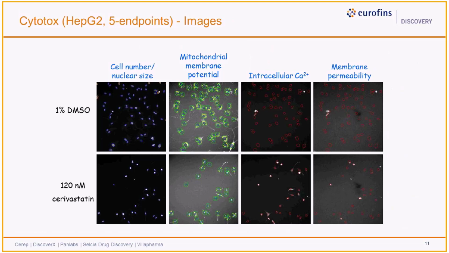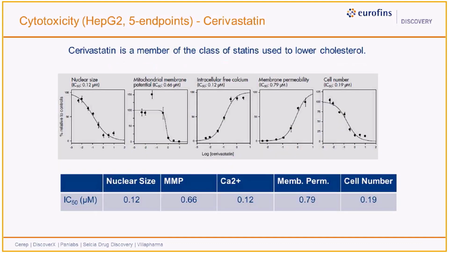The bottom panel of the image was taken from the HepG2 cells that were treated with 120 nanomolar of cerivastatin. We can see the clear differences of each endpoint after 120 nanomolar cerivastatin treatment. And this assay can be run at multiple concentrations to determine IC50 or EC50 of a test compound. After analyzing the images, those response curves can be plotted, and the IC50 and EC50 values can be calculated.